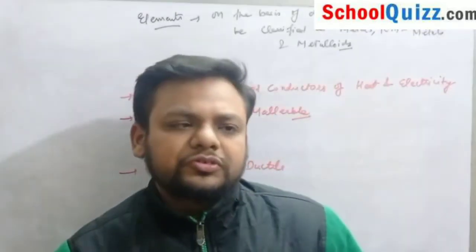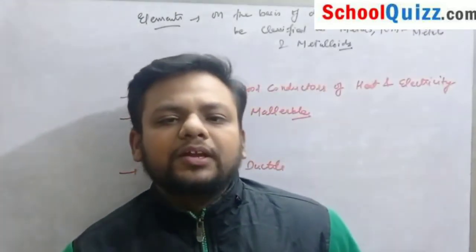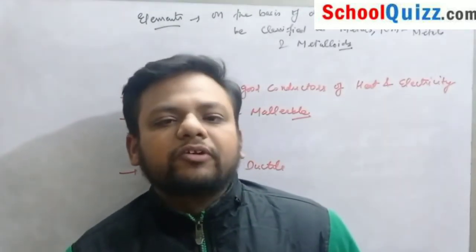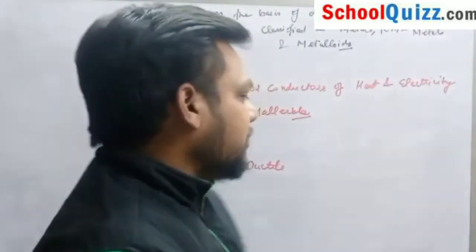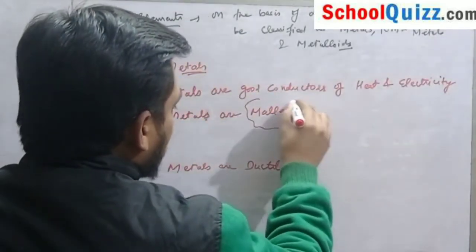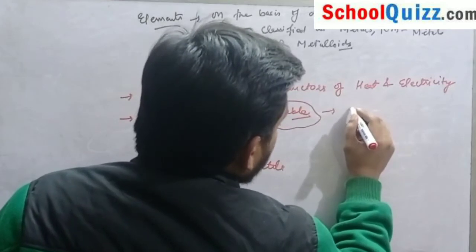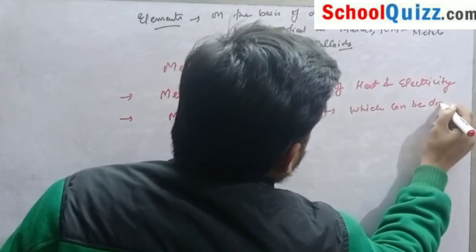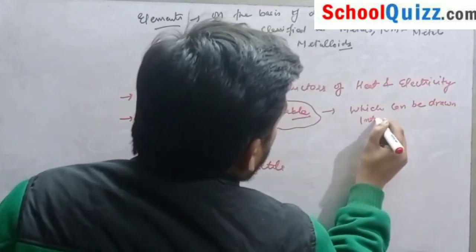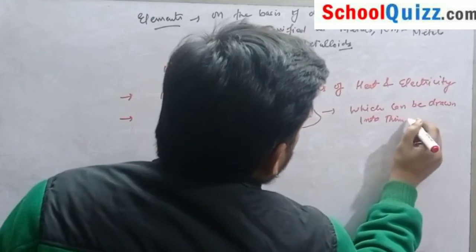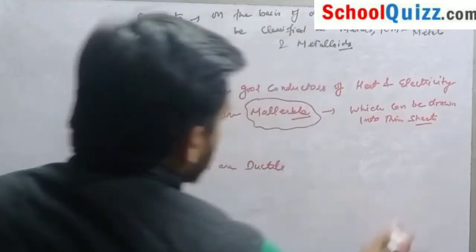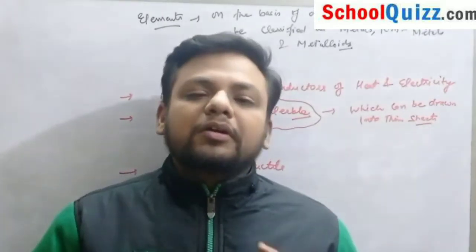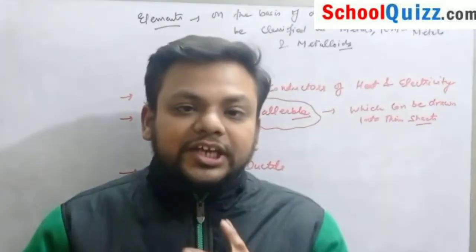Most students get confused about the terms malleable and ductile, and they get interchanged. So you have to remember what malleability is. Malleability is the property by which a metal can be drawn into thin sheets. Malleability is that which can be drawn into thin sheets.